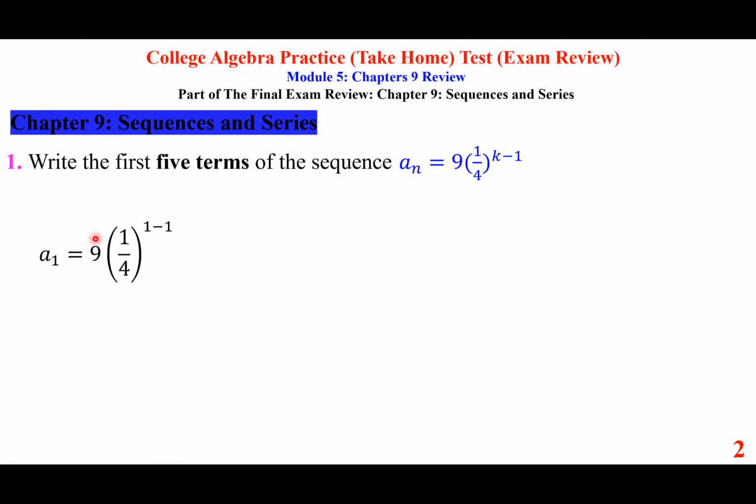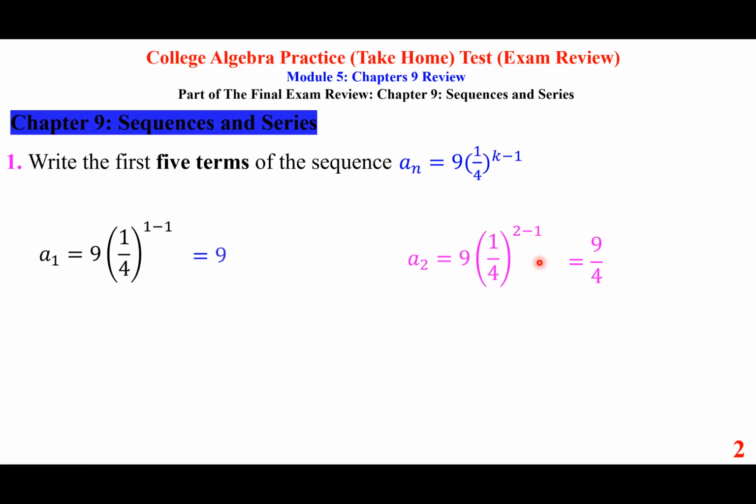That makes this one 0. 1/4 to the power of 0 is 1. Therefore, the answer is 9. Let's replace the k with number 2. 2 minus 1 makes it 1. 1/4 to the power of 1 is 1/4 times 9 is 9/4.